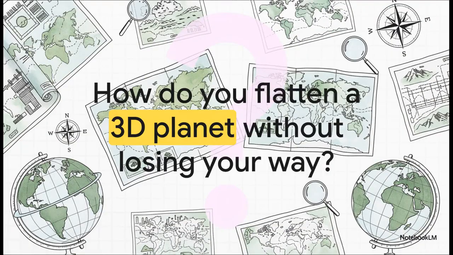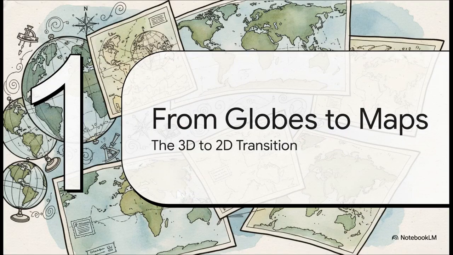But before we get to the granular details of navigation, we actually have to start with a massive, very literal problem. How exactly do you flatten a giant three-dimensional spherical planet onto a flat piece of paper without losing your way? I mean, a globe is incredibly accurate for showing the Earth's true shape and the relative sizes of oceans and continents, right? But it's totally impractical if you want to find a specific street, a local post office, or a hiking trail. You simply cannot fit that kind of day-to-day detail onto a sphere that just sits on your desk. So, let's jump right into Section 1, from globes to maps, the 3D to 2D transition.